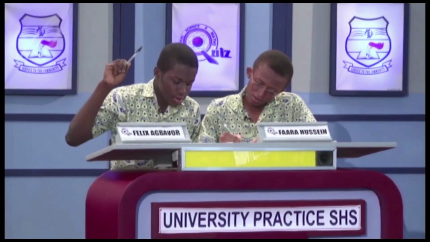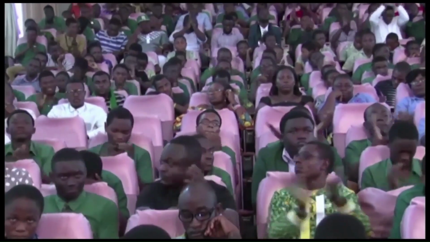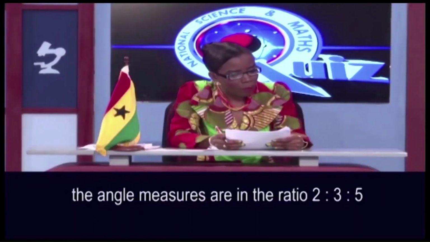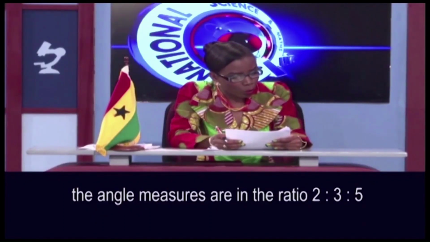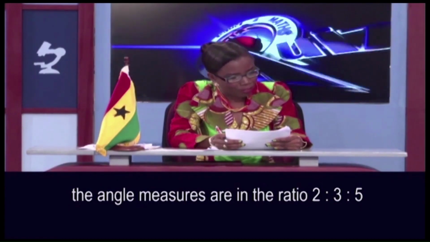Felix? The triangle is a scalene triangle. That's incorrect. Bio? Equilateral triangle. Yes. ADISADEL, with the same preamble, the angle measures are in the ratio 2:3:5.